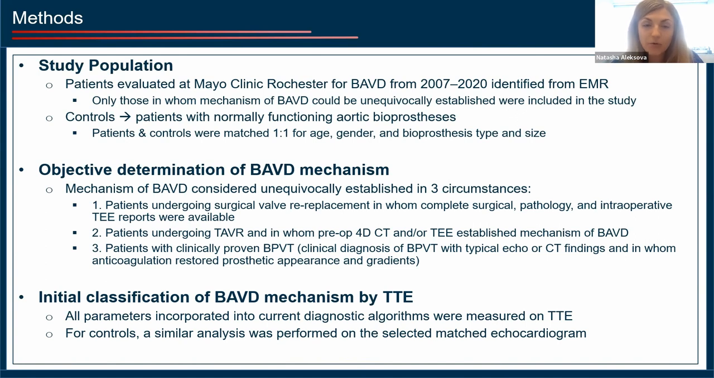Two, in those patients undergoing TAVR in whom pre-op 4D CT and or a TE established the mechanism. Or three, patients who had clinically proven thrombosis, that is a clinical diagnosis with typical echo or CT findings, and in whom anticoagulation restored prosthetic appearance and gradients. The initial classification was by transthoracic echo, and all parameters incorporated into the current diagnostic algorithms were measured on TTE. For controls, a similar analysis was performed on the selected matched echocardiograms.